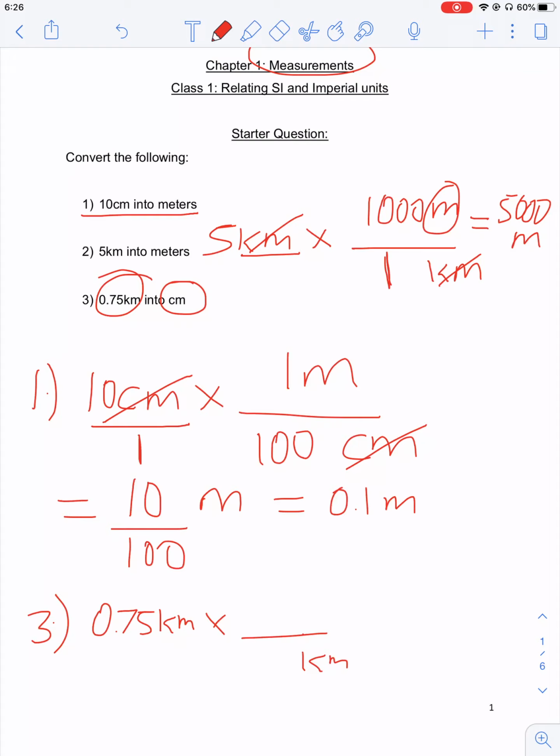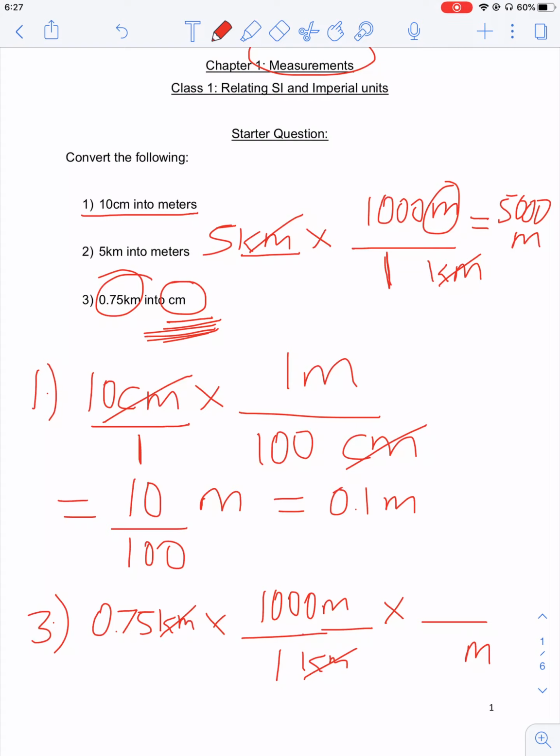So forget about centimeters. Let's just focus on what we already know. I know that 1 kilometer is 1,000 meters, right? So by doing this, the kilometers and the kilometers will cancel, and now the unit that I'm left with is actually meters, okay? But that's not what I want because I want my answer to be in centimeters. So I'm going to have to multiply this again. Now, because I need to get rid of this meter, that means my meter unit in this fraction has to be at the bottom, right? So meter has to be at the bottom.